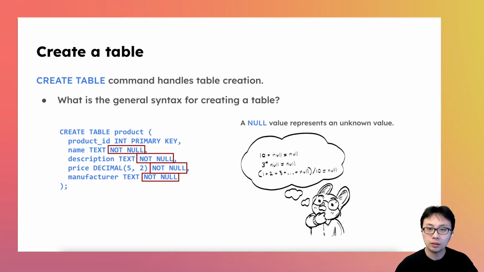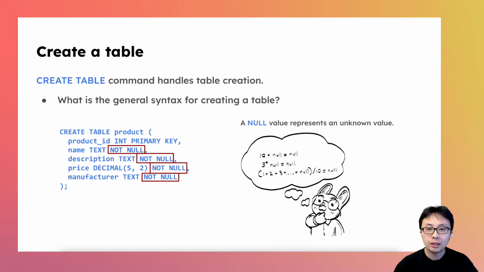Last, you may also notice that all the columns except for product ID are declared not null. That means those columns don't accept null values. In SQL, a null value represents an unknown value, similar to when you are trying to remember someone's name and it's on the tip of your tongue, but the value either is missing or unknown.